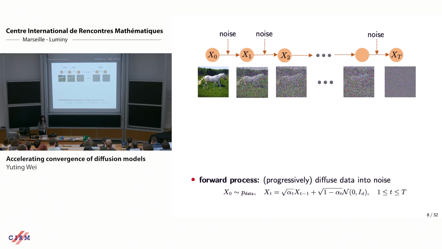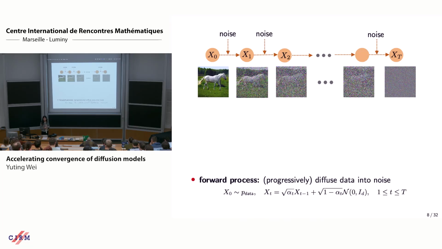So just to set up the framework and make sure that everybody is on the same page, a diffusion model contains two stochastic processes. One is the forward process, which is easier. Suppose that your random variable x0 comes from your target distribution P of data. You just gradually add noise to diffuse your distribution so that it eventually becomes pure noise.